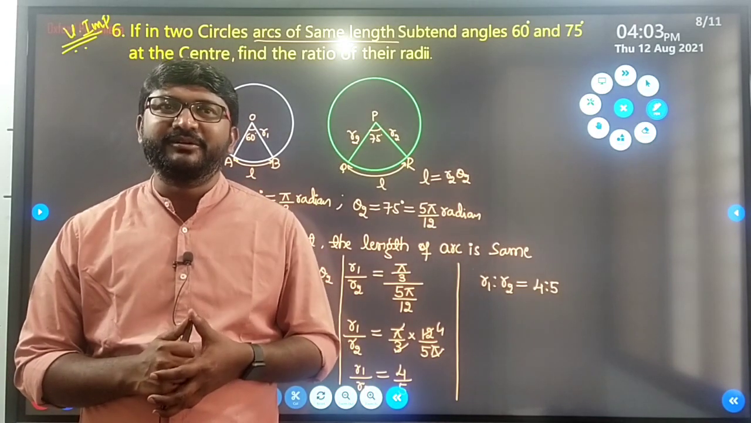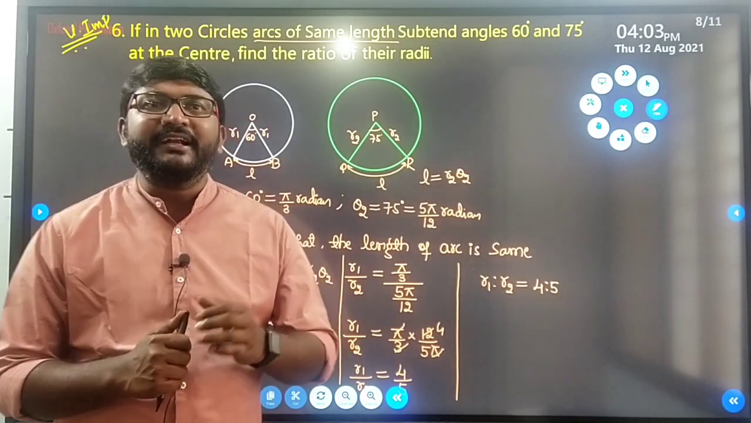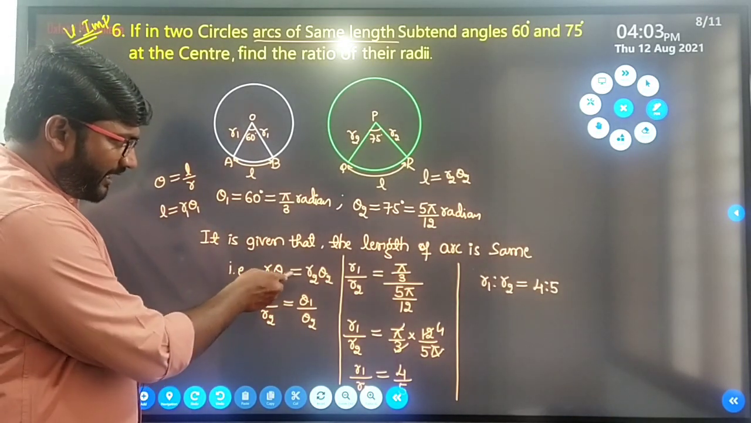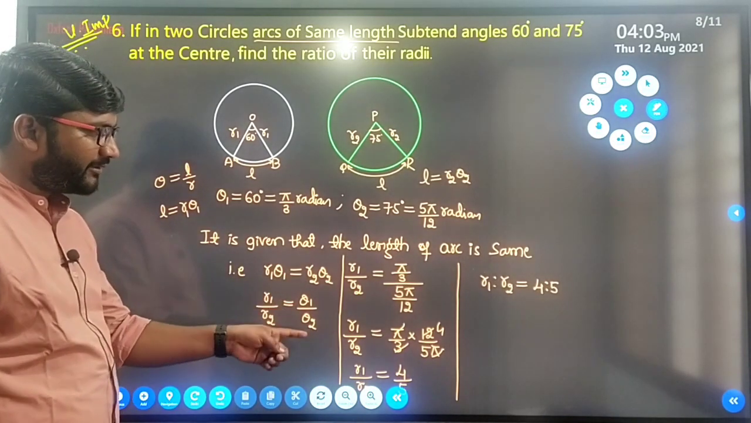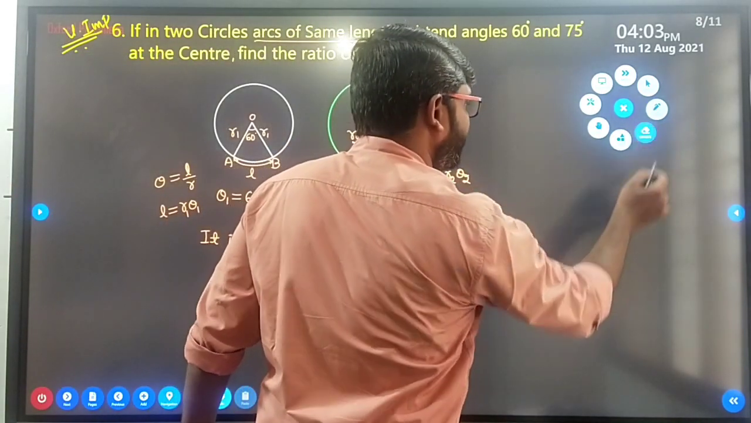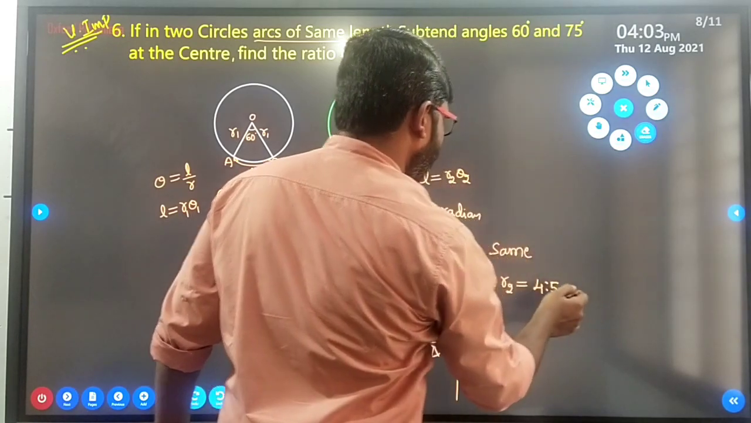So in the last class we have completed exercise 3.1, and in question number 6, in this step we have taken r1 by r2 equal to theta 1 by theta 2. Actually it has to be theta 2 by theta 1. So let us make that correction here.